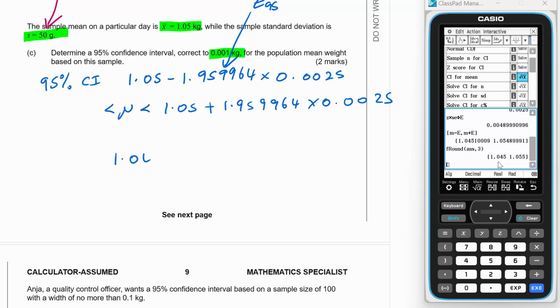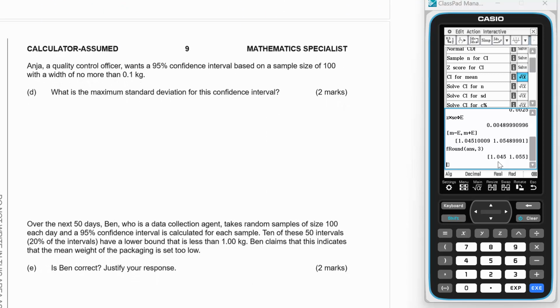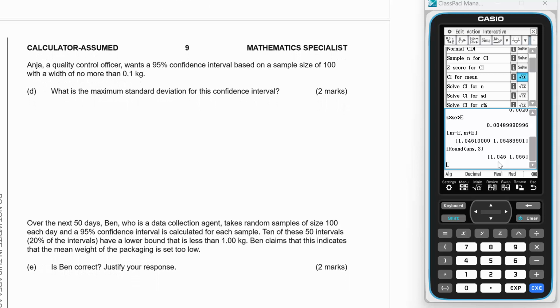So that is the correct value. 1.045 and 1.055. So what do we have next? Anja, a quality control officer, wants a 95% confidence interval based on the sample size of 100 with the width of no more than 0.1. So if the width is 0.1, that's the entire width, then the standard error she wants is half of that, which is 0.05. And that is our error, 0.05.